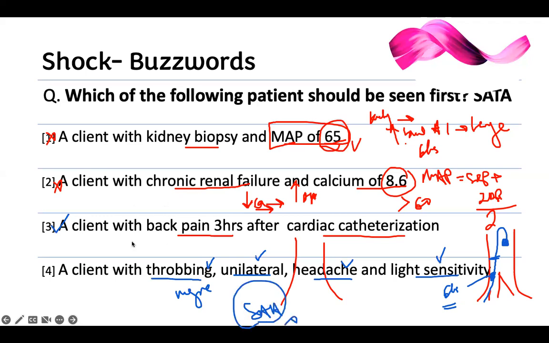Therefore, the only person you see is number 3 from cardiac catheterization and bleeding. They did not tell me it's bleeding, they told me it's back pain. This back pain is going to make the patient lose their limb, and therefore this is hemorrhage based on what we know from cardiac catheterization.